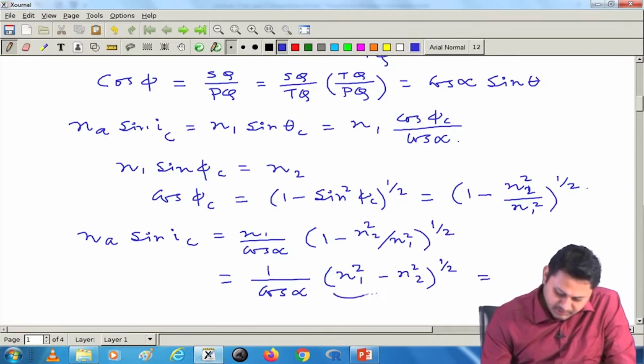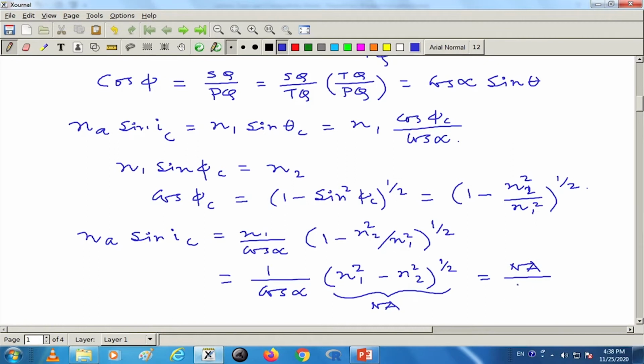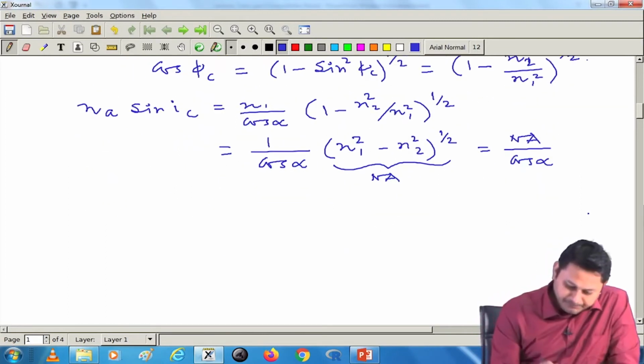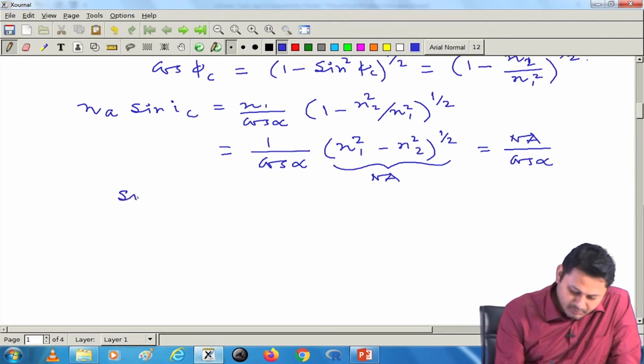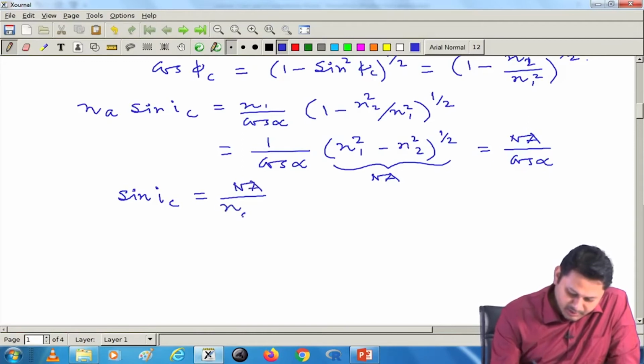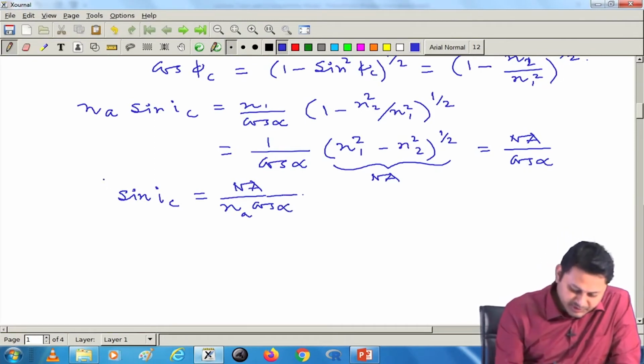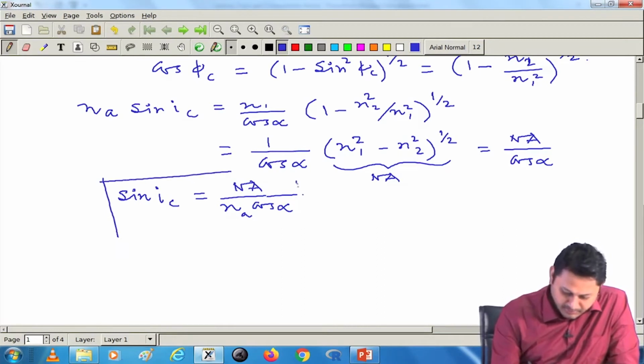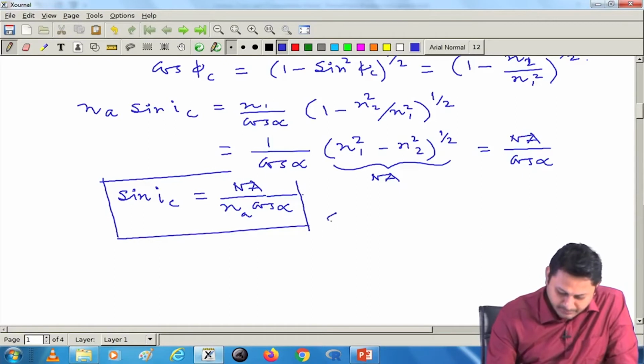Please note it, this thing is numerical aperture. So, I have eventually n a divided by cos of alpha. Well, then sin I c should be equal to 1 divided by n a divided by small n a and then cos alpha. This is the expression I find for skew ray.